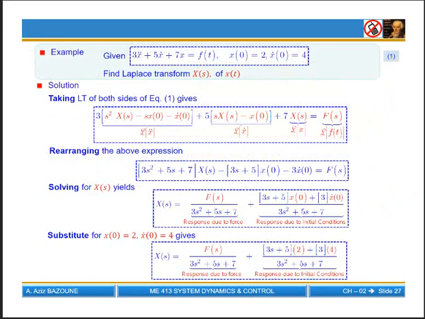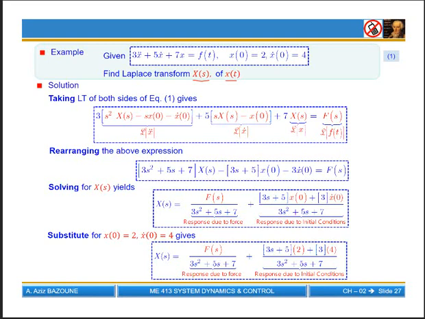A small example before I finish this lecture today: you are given 3x double dash plus 5x dash plus 7x is equal to f of t, and you are asked to find the Laplace transform X of s of x of t. What we do here, this is a differential equation, and we have the initial conditions. We take the Laplace transform of the first and second derivatives.